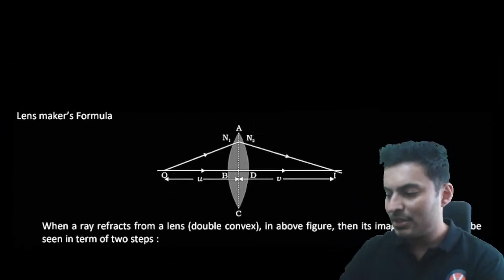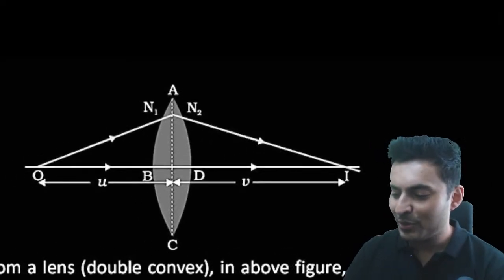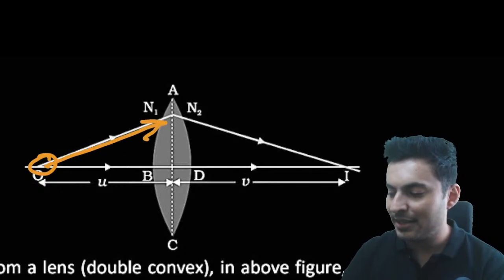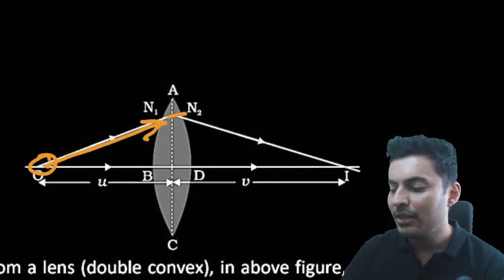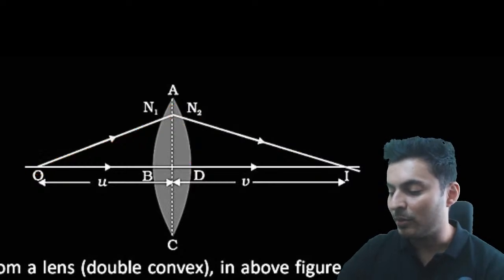Drawing the ray diagram is straightforward. This is how the ray diagram looks. From the object, the rays are incident on the first surface. They get refracted to the second surface and then again get refracted. And that's where the final image is formed.